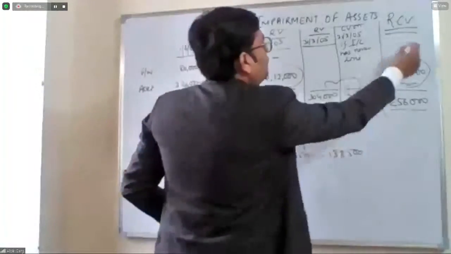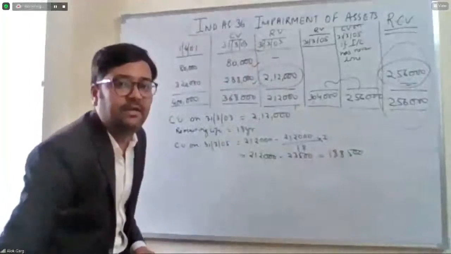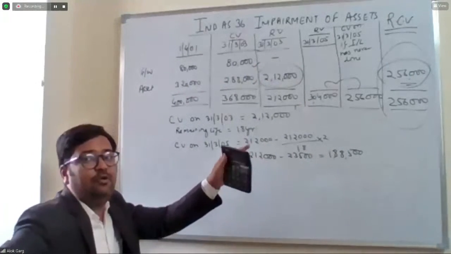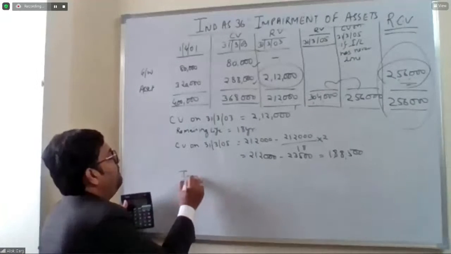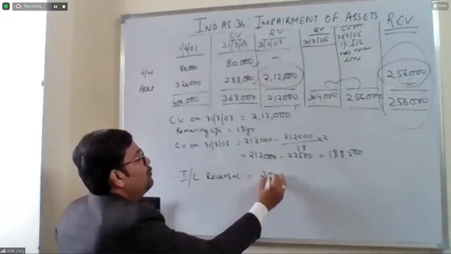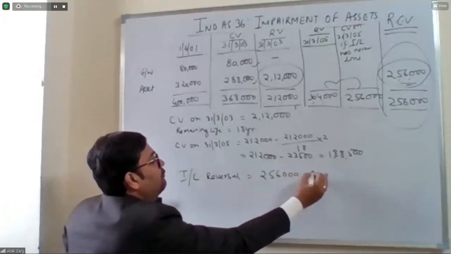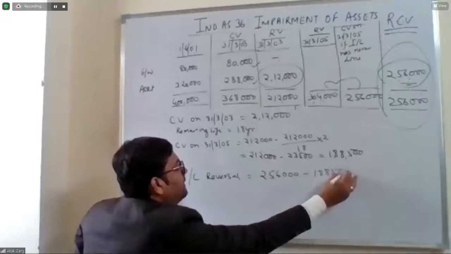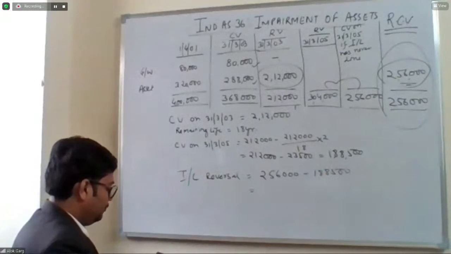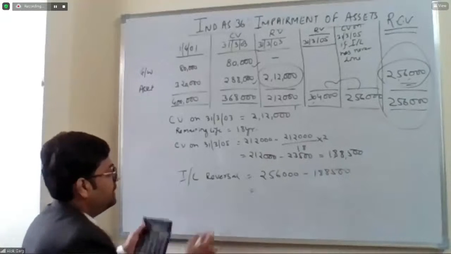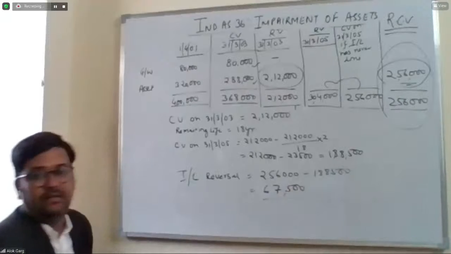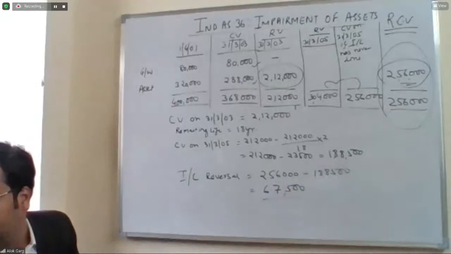The revised carrying value is 2,56,000. To what extent can impairment loss be reversed? It can be reversed to the extent of 2,56,000. So impairment loss reversal is equal to 2,56,000 minus 1,88,500, which is 67,500. This 67,500 will go to P&L.